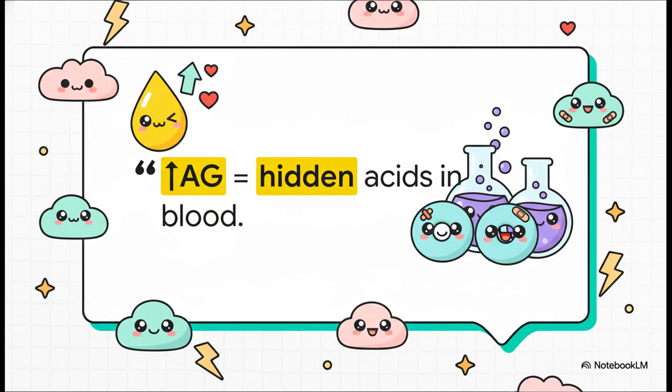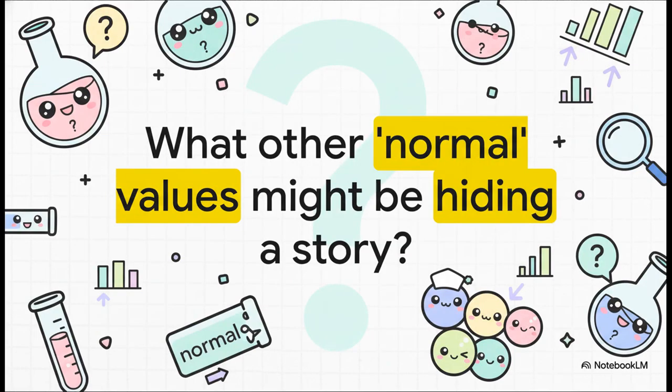You know, if you only take one single thing away from all this, let it be this. An increased anion gap means there are hidden acids in the blood. It's really that simple and that important. And that really brings us to our final thought. Today's case is just a powerful reminder that sometimes the most reassuringly normal number on a lab report can be concealing a pretty dangerous secret. It challenges all of us to always think a little deeper, to look for those hidden clues, and to always be asking what other normal values out there might be hiding a much deeper story. I'll leave you with that.